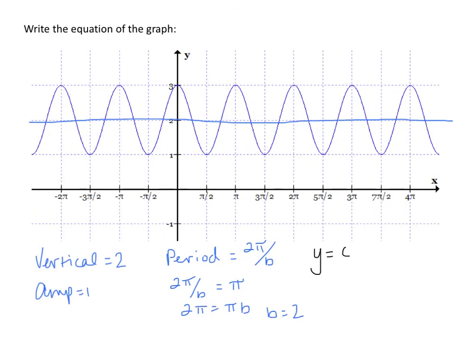Amplitude is 1. I don't need to write in an amplitude of 1. My b term is 2. My vertical shift is positive 2.